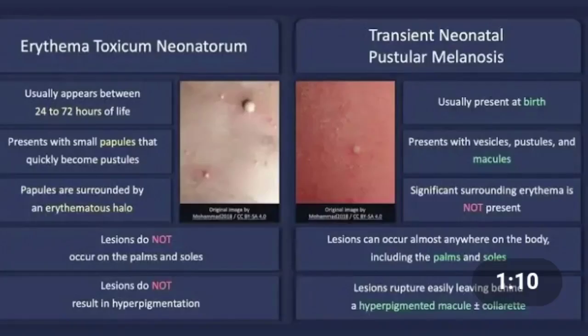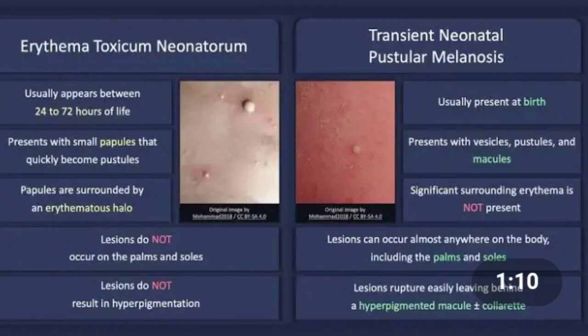Next condition is erythema toxicum neonatorum. First, I would like to differentiate two important benign conditions: erythema toxicum neonatorum and transient neonatal pustular melanosis. These differentiating points are shown here in tabulated form. TNP, that is transient neonatal pustular melanosis, is usually present at birth, while erythema toxicum neonatorum appears at 24 to 72 hours of life. So that is the first important differentiating point between these two conditions.